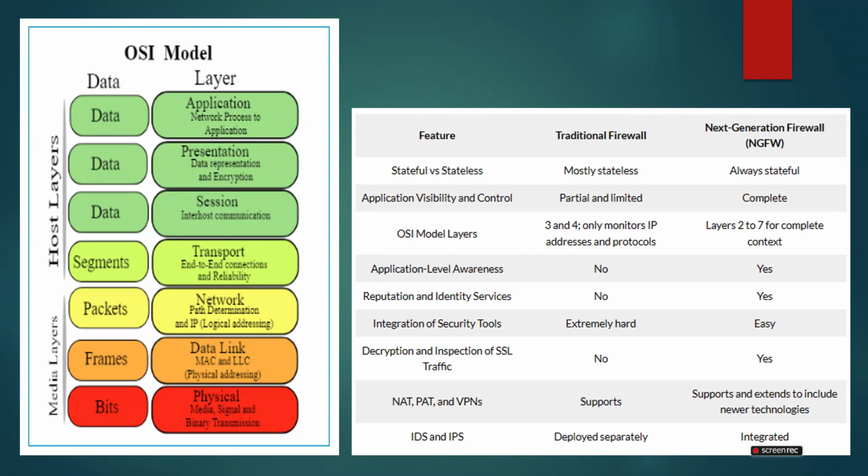A traditional firewall has partial application visibility and control, while a next generation firewall has full application control. For example, Facebook cannot be controlled by a traditional firewall. But in a next generation firewall, if we want to block chat or messages, we can do this only with the help of the next generation firewall.